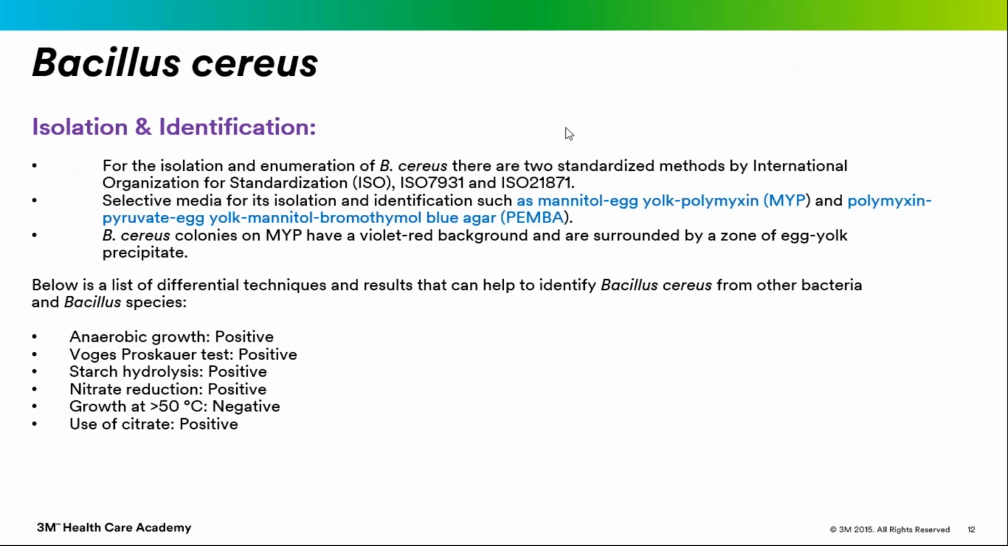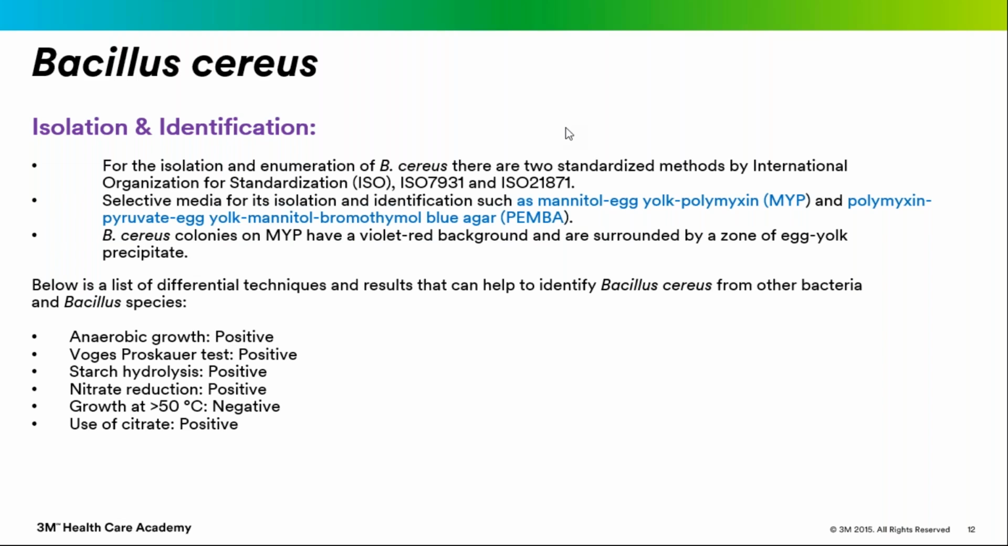Moving on to the isolation and identification. For the isolation and enumeration, there are two standards, which are ISO 7932 and ISO 21871. Selective media for its isolation and identification, such as mannitol egg yolk polymyxin, which is called in short MYP agar, and polymyxin pyruvate egg yolk mannitol bromothymol blue agar, which is PMBA agar.